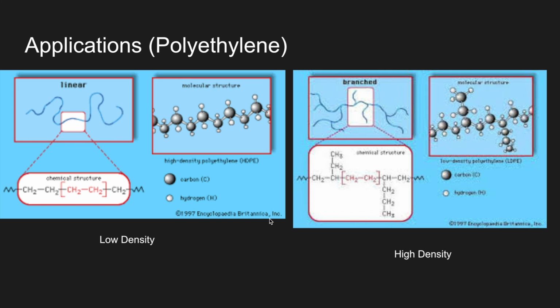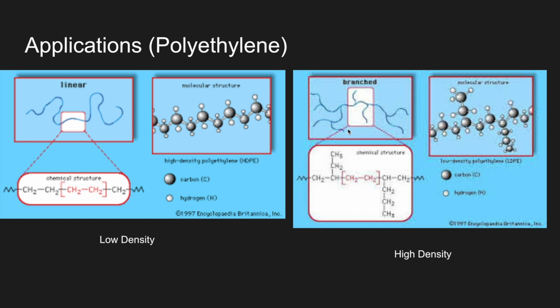So another application of polymer classification is polyethylene. Polyethylene is a synthetic polymer that is created by polymerizing ethylene. Polyethylene can be divided into two types. First is low density, and next there's high density. And as you can see in these two pictures, each type of polyethylene has a different chemical structure. So low density has a linear structure, and high density has a branched out structure.